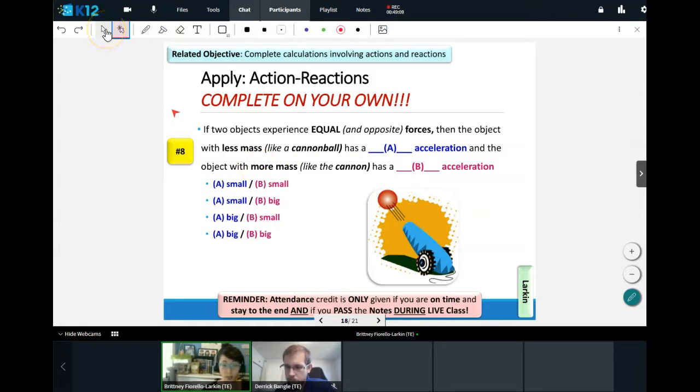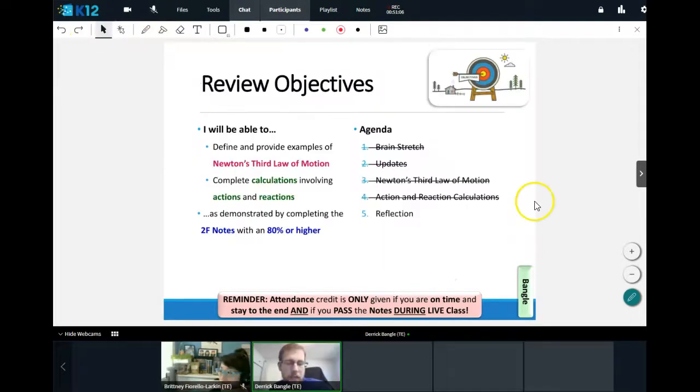Which one has more motion, right? Think about the cannonball. Will that one have more motion, more acceleration? Or less motion, less acceleration? And then same thing with the actual cannon. More motion, acceleration, or less motion, acceleration. So go ahead and work on question number 8. I'll give you 45 seconds. If you want to check your answers, we are in the Q&A chat. Go, go, go. And learn how mass and acceleration interact with each other.